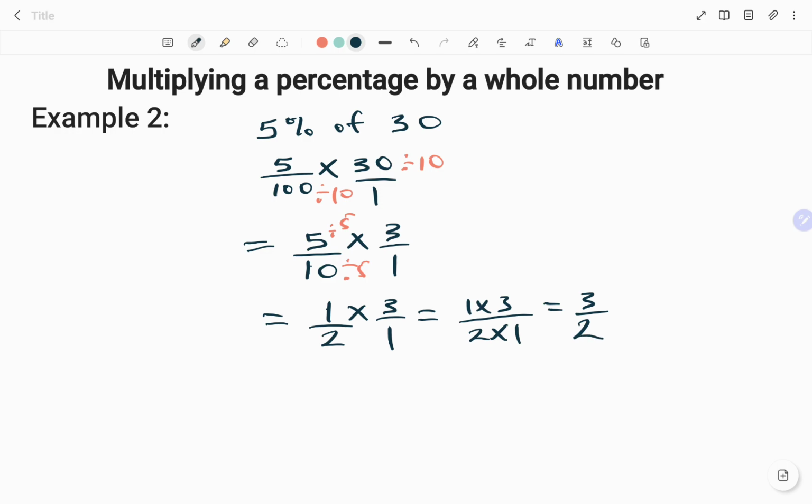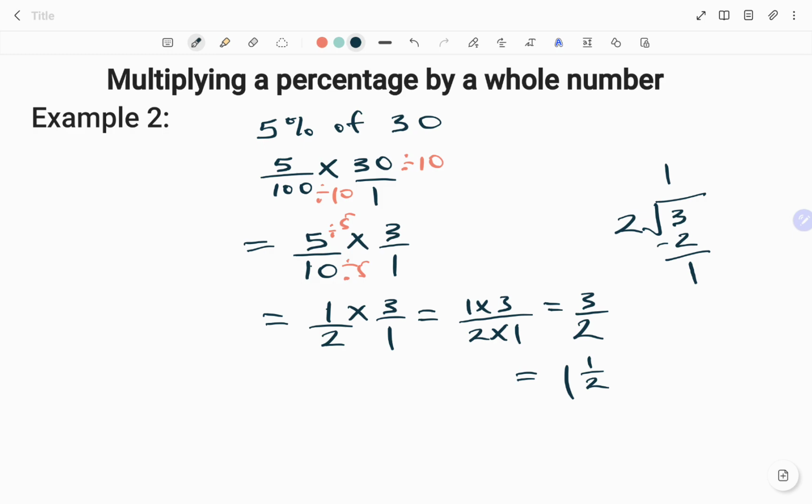We can further change this improper fraction into a mixed number. Using a long division, 2 in 3 will give us 1. 1 times 2 will give us 2. 3 minus 2 is 1. So we have one whole number, remainder 1 out of 2.